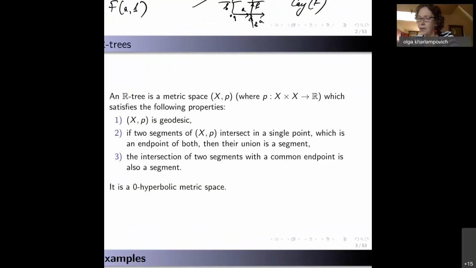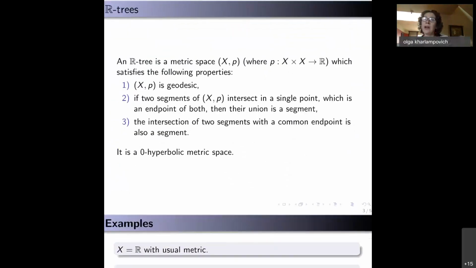Now, what is an R-tree? One can think of an R-tree as a zero-hyperbolic metric space. So it is a metric space, and R stands for real numbers. It is a metric space which satisfies the following properties. So it is a geodesic metric space: for any two elements, there is a geodesic.